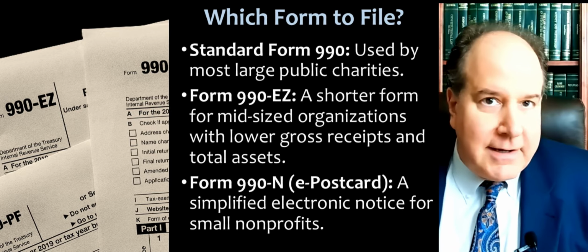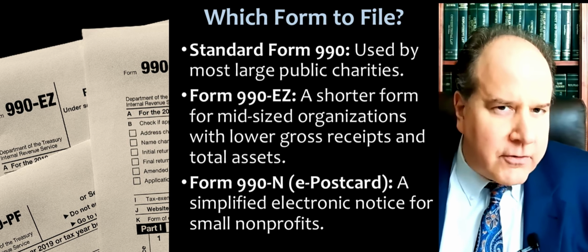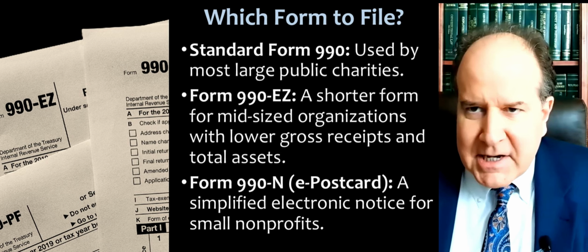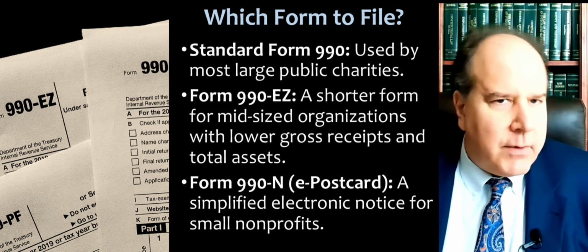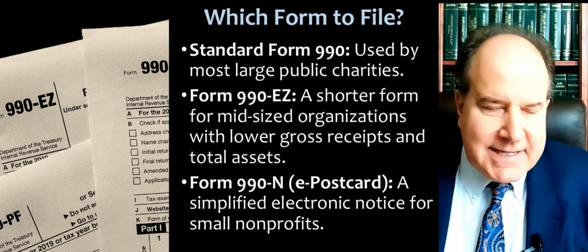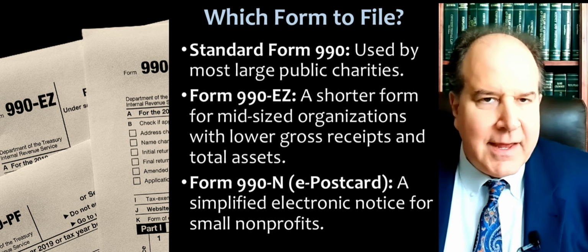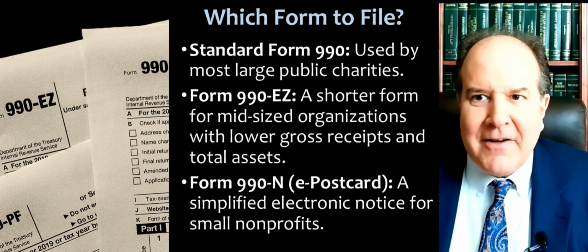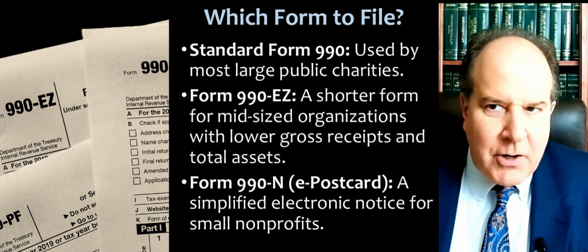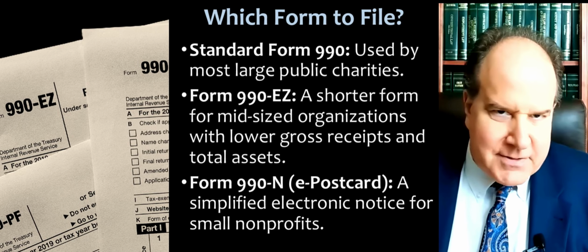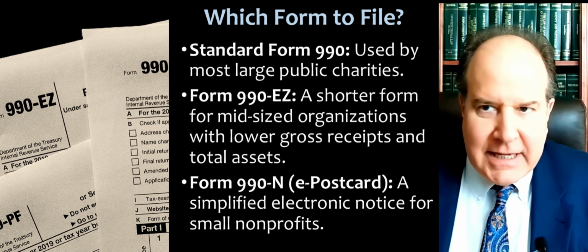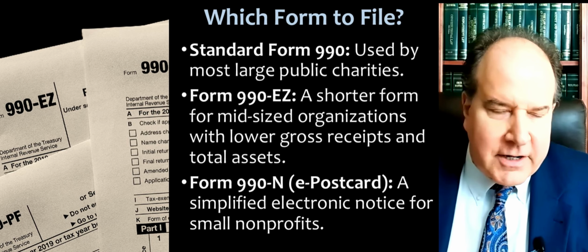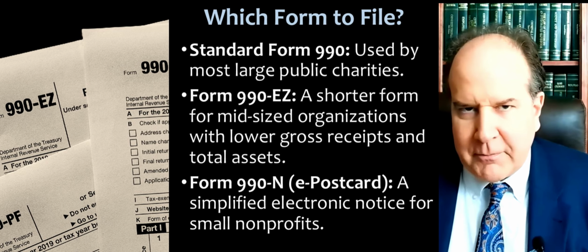Then there's a 990-EZ. This is a shorter form for mid-sized nonprofit organizations with lower gross receipts and total assets. And then the easiest one of all is the 990-N form, which is basically an e-Postcard. This is basically a one-page email, a simplified electronic notice for very small nonprofits.